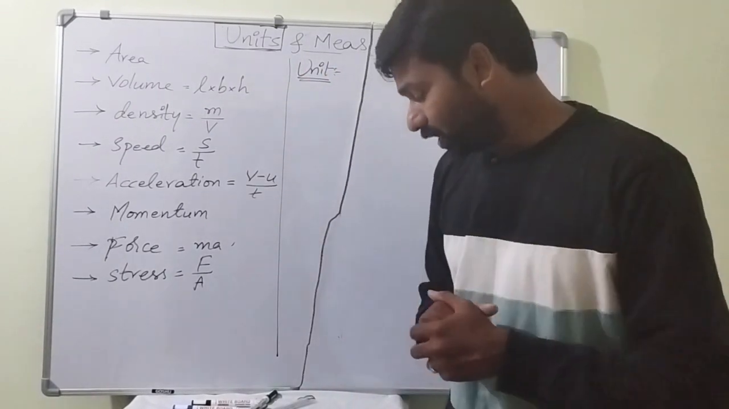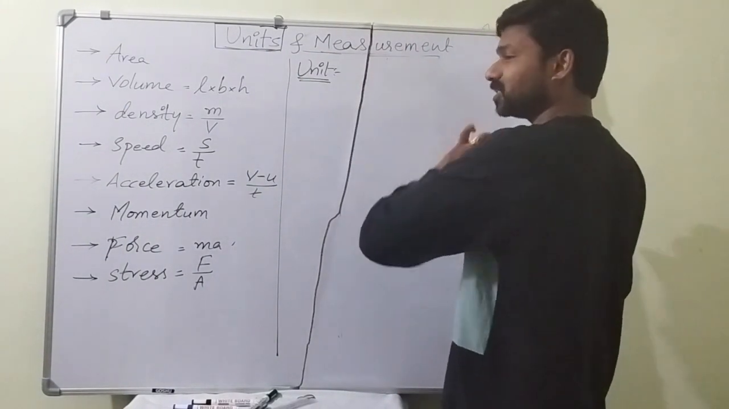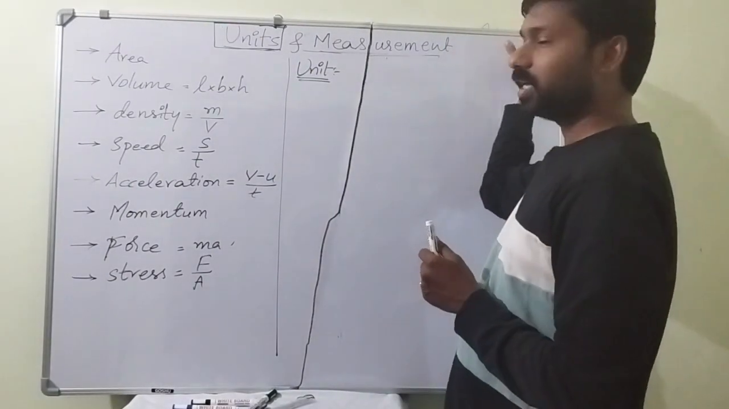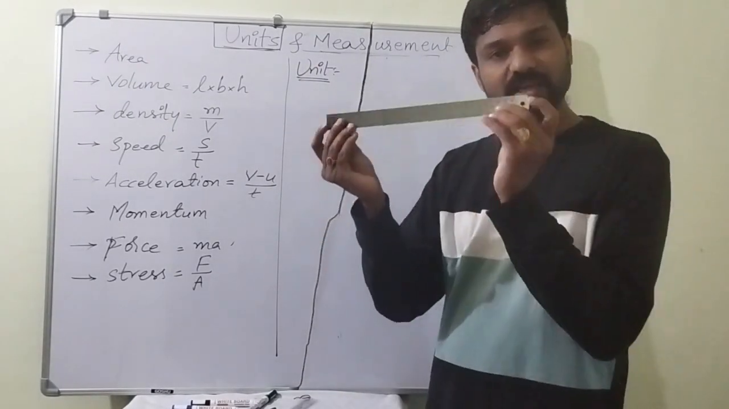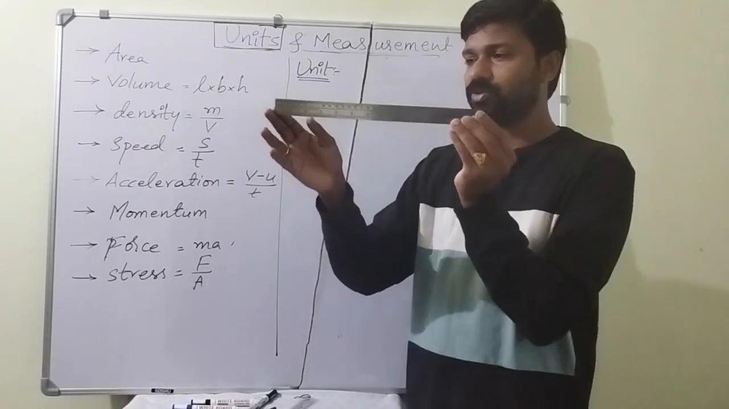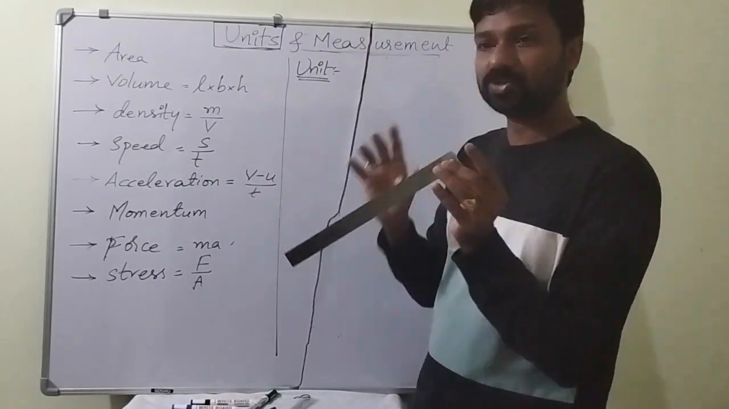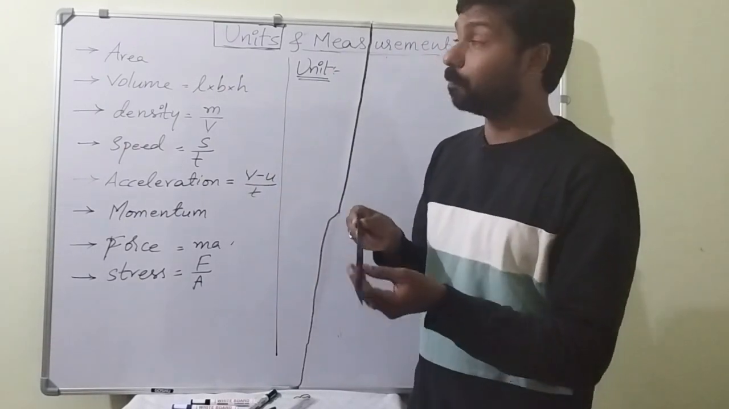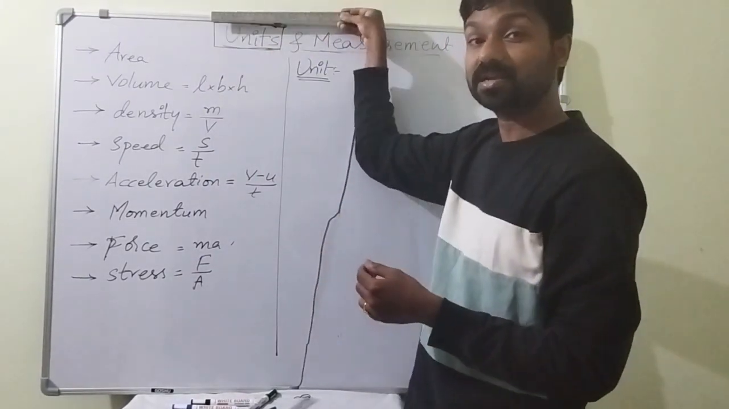So I already said what is meant by unit. Then what is meant by measurement? Measurement means comparing an unknown physical quantity with a known quantity. For example, right now I have a scale here. This scale is a known quantity. It already has 30 centimeters. Now I want to measure the length of this board. So measurement means comparing an unknown physical quantity with a known physical quantity.